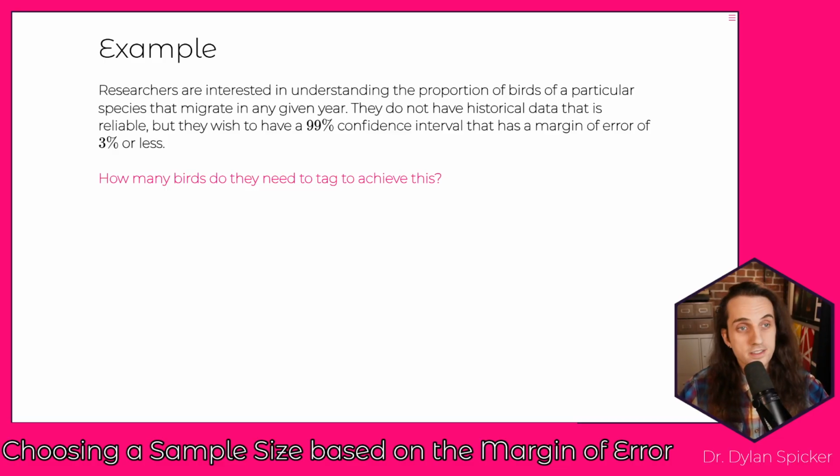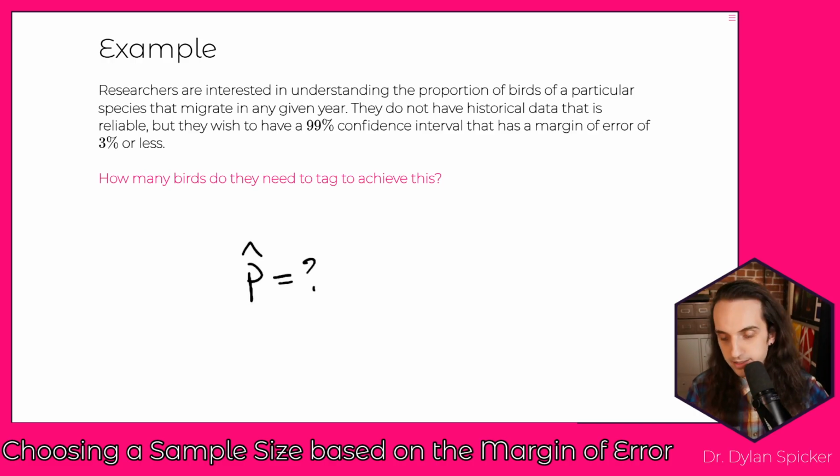Researchers are interested in understanding the proportion of birds of a particular species that migrate in any given year. Now, they don't have historical data, but they wish to have a 99% confidence interval that has a margin of error of 3% or less. So what we're saying here is that they don't actually know what p hat is likely to be, right?